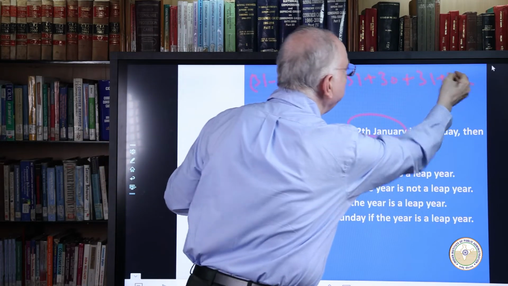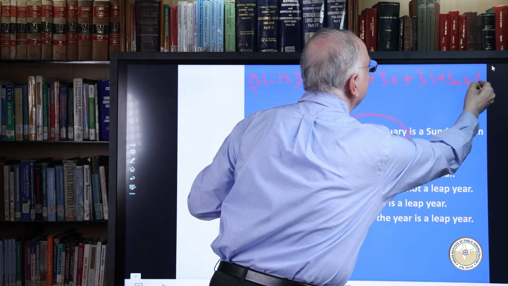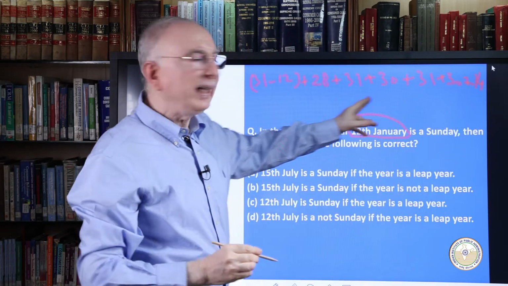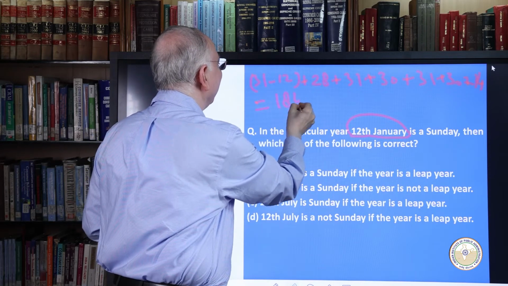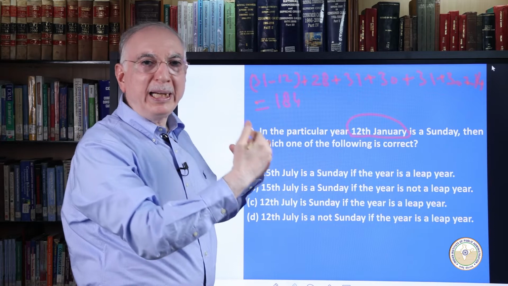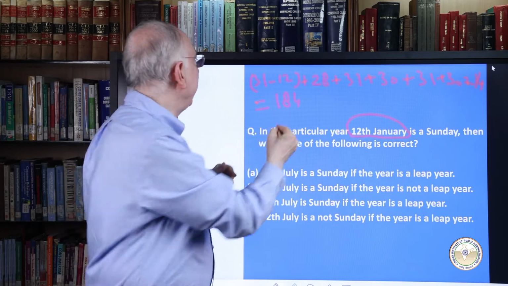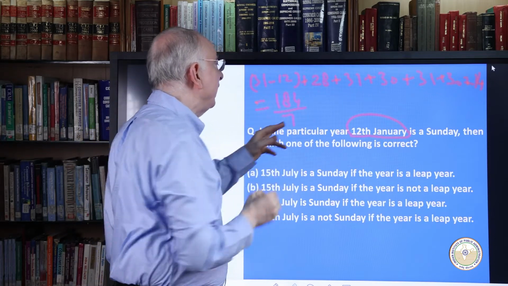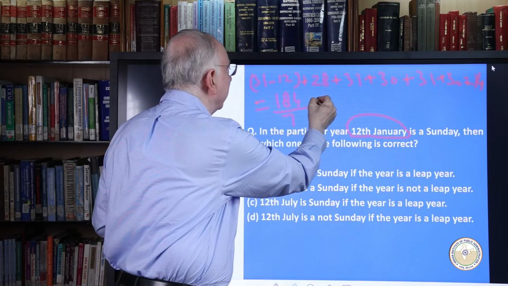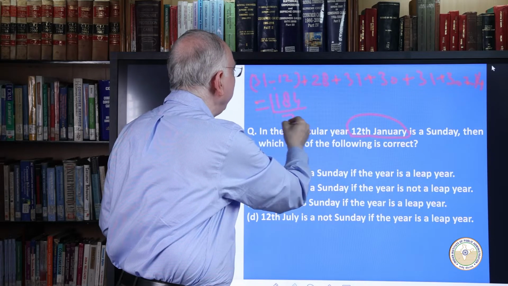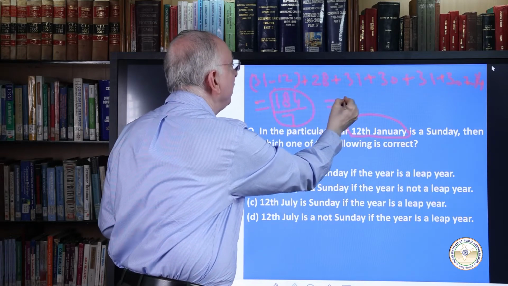So that means before 15th July, how many days? 14. And if we add these numbers, this will be 184. How many weeks will be in 184 days? If we divide this by 7, the number of days in a week, we will find the remainder. So we have to see the remainder of this, and the remainder will be 2.